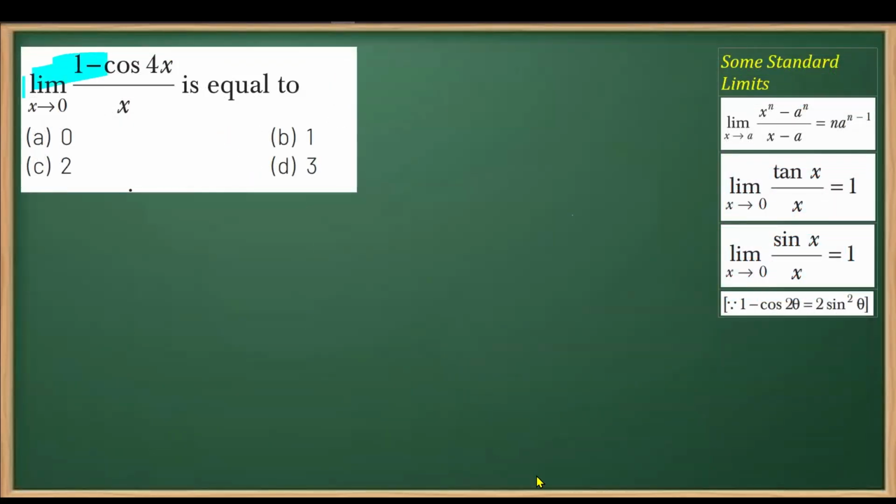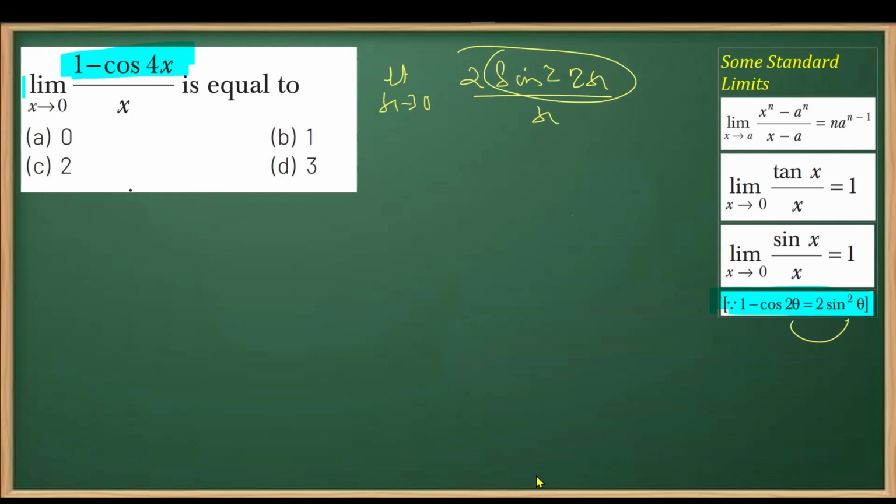In the question, we have to evaluate 1 minus cos 4x over x, and the limit here is limit x tends to 0. Now, the first thing that we will do here is to convert 1 minus cos 4x by applying this identity, in terms of sine. So 1 minus cos 4x would become 2 sine square 2x, as 2 theta becomes theta. So that is the half angle property. So this is 2x, and that divided by x.